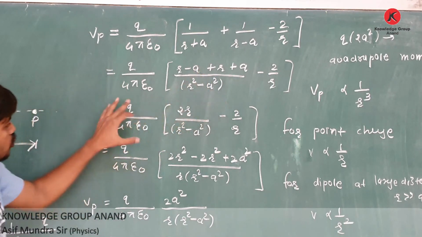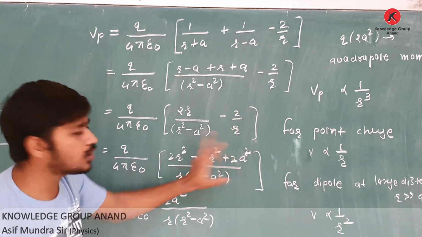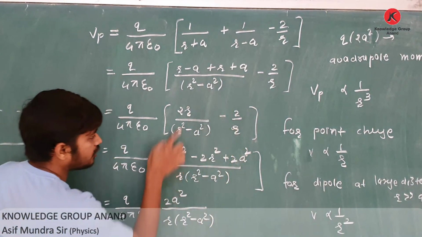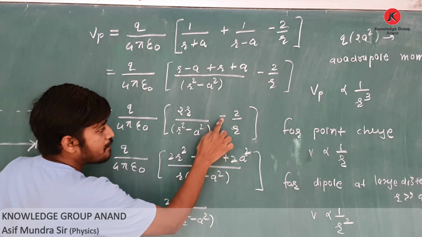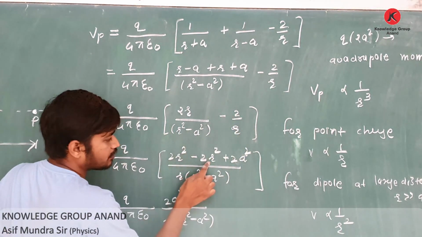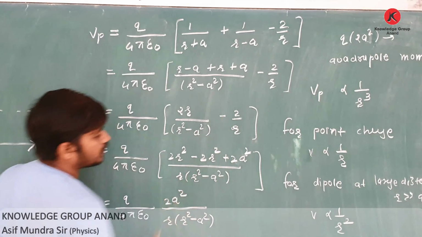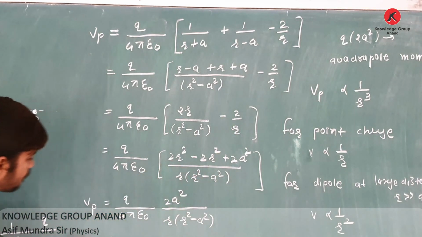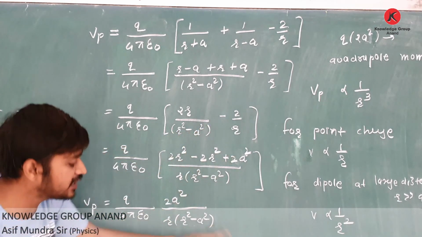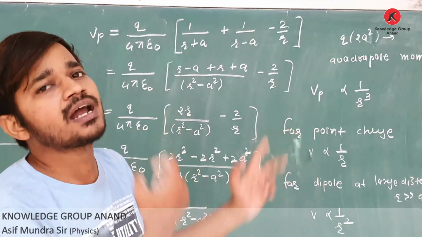The a cancels. So this term becomes r plus r, 2r upon r square minus a square, minus 2 upon r. q upon 4 pi epsilon 0 as it is. Again, cross multiplication: 2r into r, 2r square, minus, that is a minus sign. So 2r square minus 2r square, and as the a square is minus, it becomes plus 2a square. 2r square cancels. So Vp is equal to q upon 4 pi epsilon 0, 2a square upon r square minus a square.